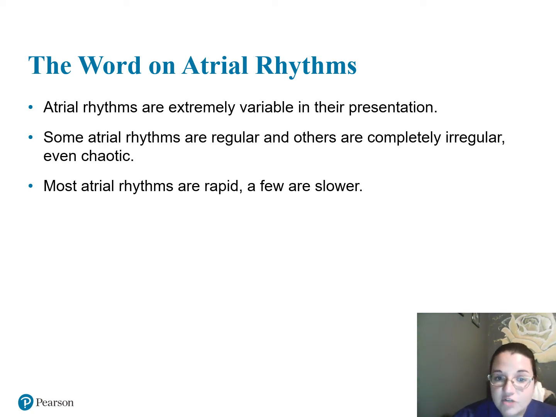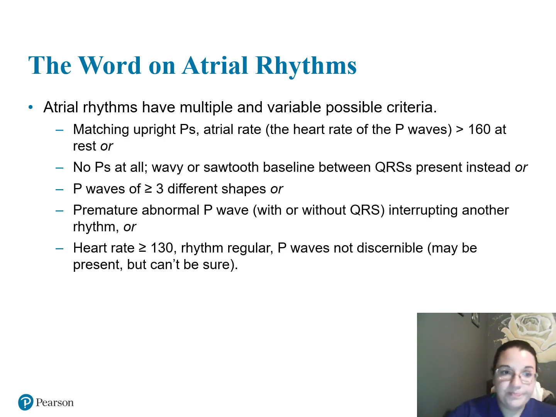Most of our atrial rhythms are rapid and very few are slow. Your atrial rhythms have multiple and variable possible criteria. So this is coming back to our questions from chapter 6, and how do we interpret that rhythm?